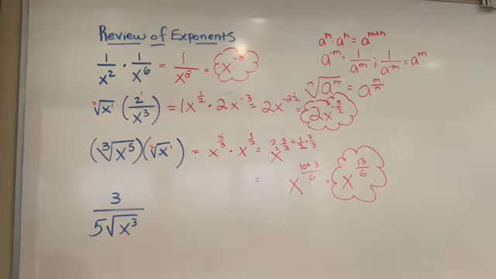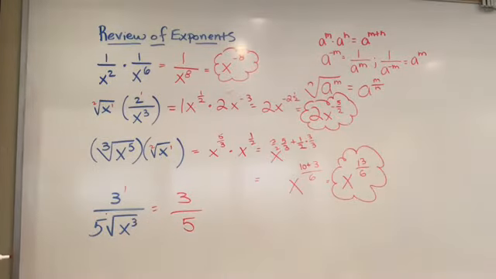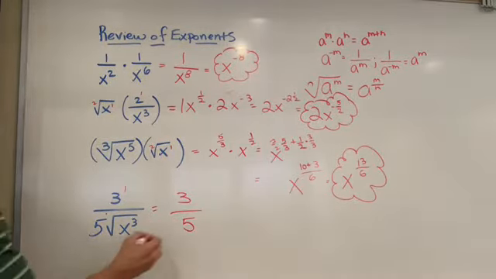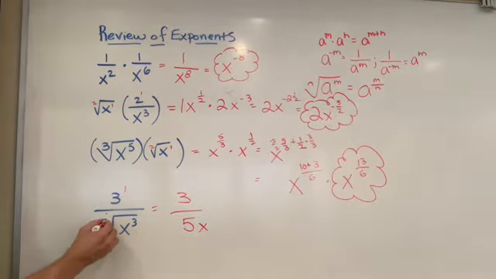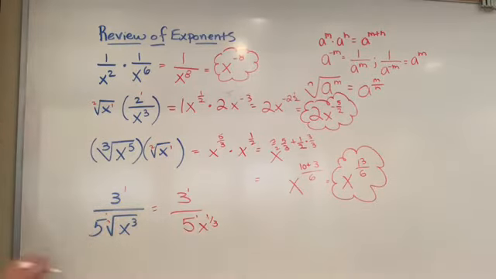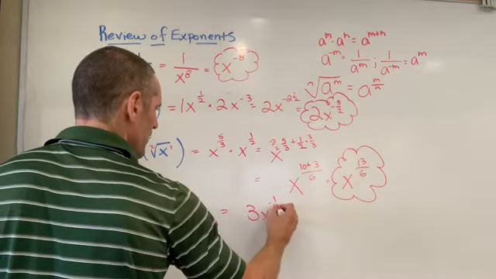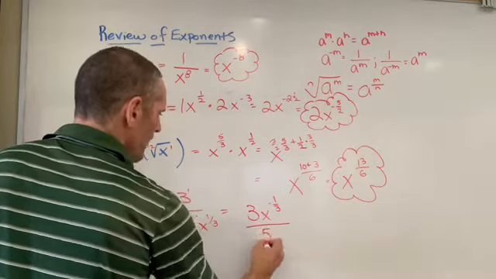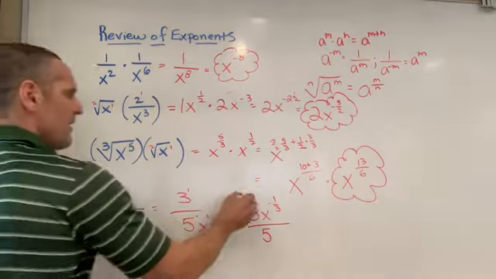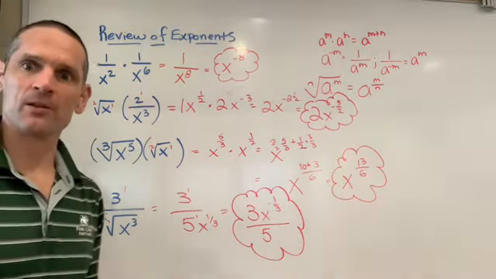And finally here, notice this is 3 to the first power and 5 to the first power. So this is going to remain 3 over 5. But this is x to the, well, it's the 1/3 power down here. Notice these will stay the same. If we want to bring this one up, we'll say this is 3x to the negative 1/3 over 5. And there is our last answer. And a nice little review of exponents.